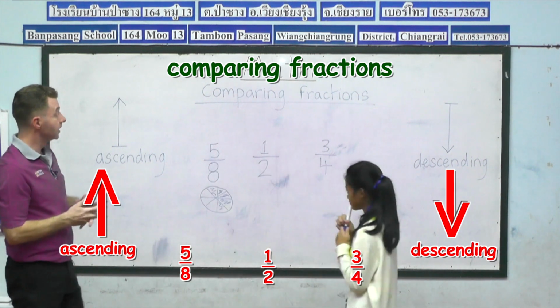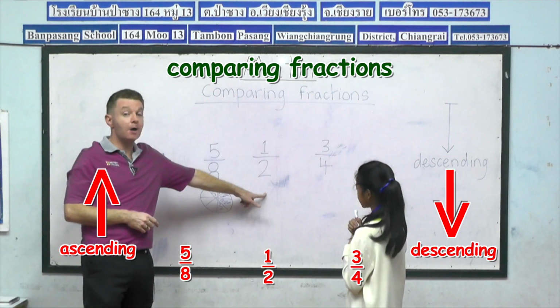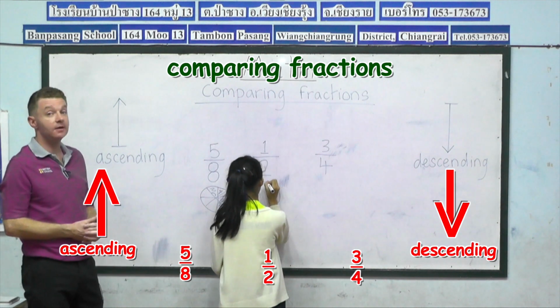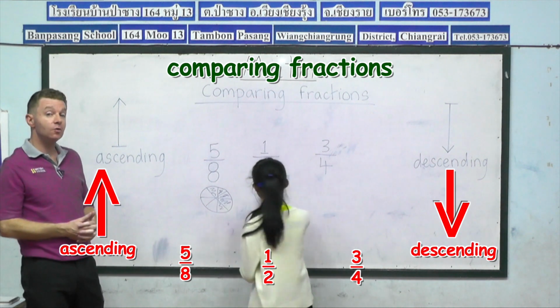Excellent, Dan. Well done. And now onto our next circle. How many parts for this circle? 2. The denominator is 2. How many parts do we need coloured in? 1.